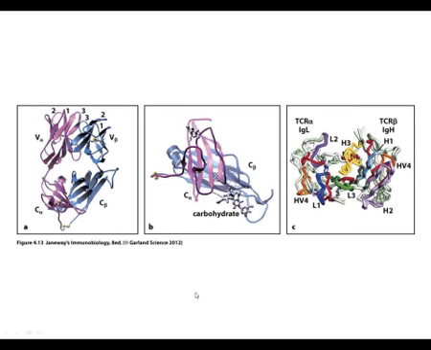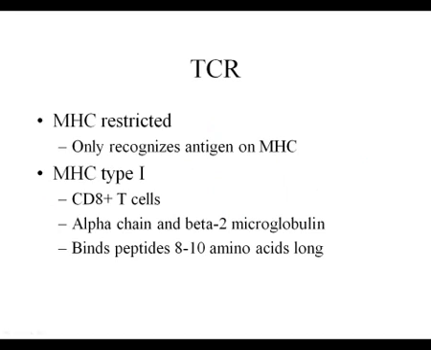Again, just the protein folding structure of a T-cell receptor. So you have your alpha chain, beta chain, the variable regions, and the constant regions. T-cell receptors are unique in the immune system in that they are MHC restricted, which means that they will only recognize antigen that is presented on MHC.